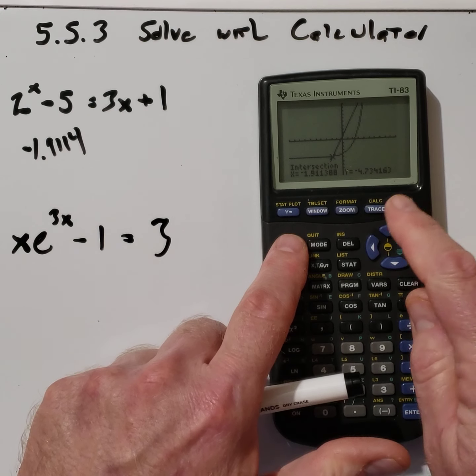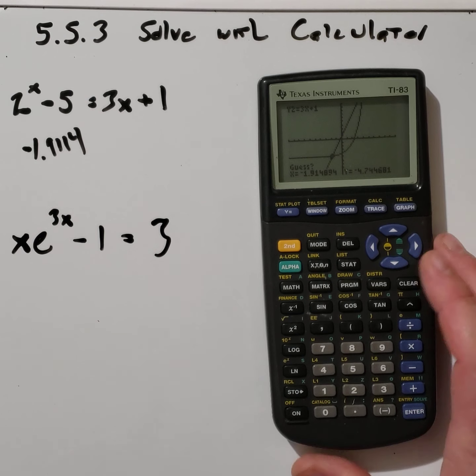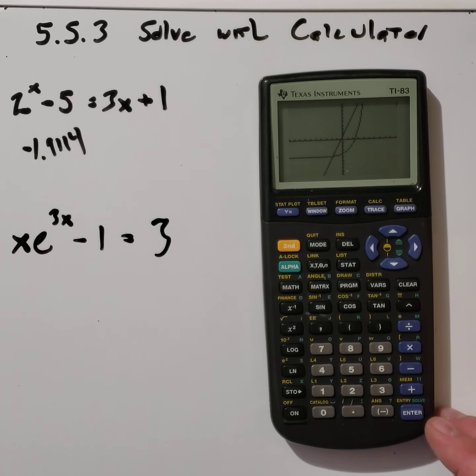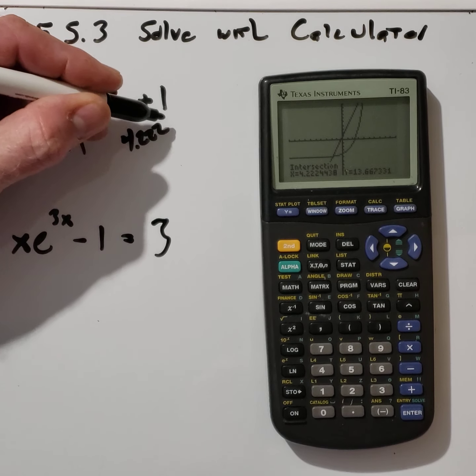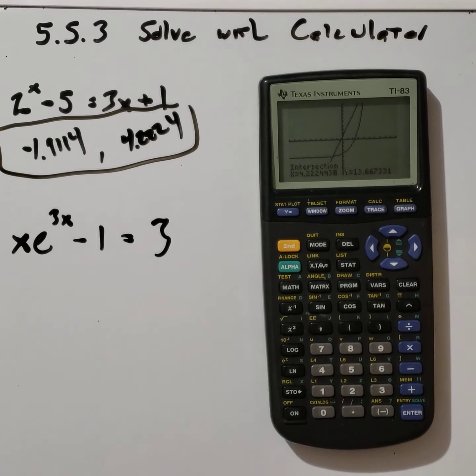And then for the second one, second Calc 5, enter, enter. But before you hit enter the third time, arrow over so that your cursor is closer to the second intersection point than it is to the first. That tells it where to start looking for that intersection point, and it'll find it at 4.2224. Okay, so those are our two solutions. Make sure you get both of them. Of course, MyMathLab would be mad at you if you don't.